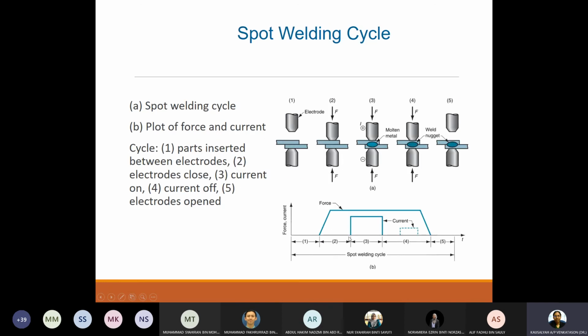So this is the spot welding cycle basically. No electrode contact, and then you have the force, which is increasing, and then the force is maintained, and then the current is infused, and the force is maintained. That means as the molten metal turns into the weld nugget, the force is maintained, but the current is brought down. So here the current is introduced, and then the current is brought down, and then the force is released. That means the electrode is released. Force reduced. So this is the flow.